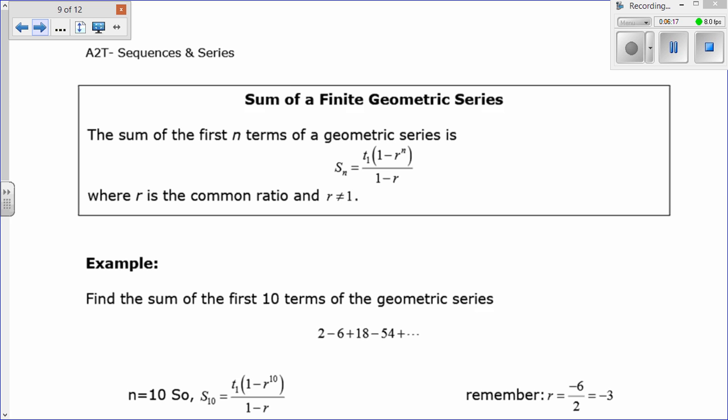The sum of a finite geometric series. Okay, for our geometric series, we need to have t sub 1, which is our first term, and r, which is our common ratio. We don't need to have our last term here for this one.